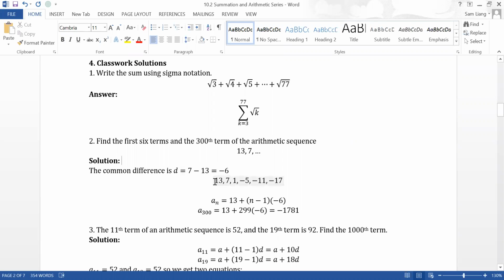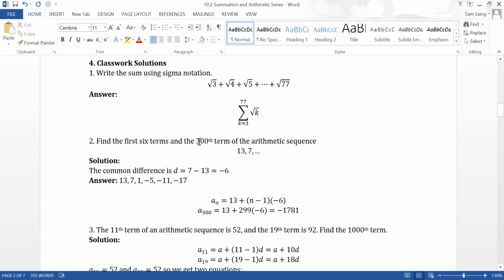And then just to get an idea of what the first 6 terms look like, we're just going to add -6 to each number. So we go from 7 to 1, then 1 to -5, then -5 to -11, then -11 to -17. Okay, so these are the first 6 terms, and I'll label this as an answer.